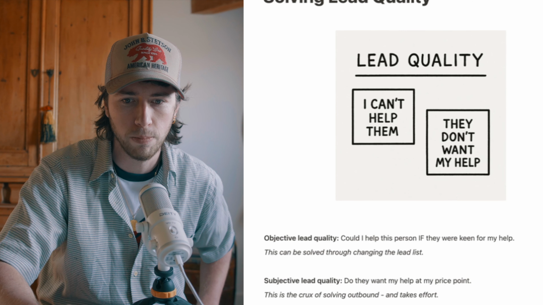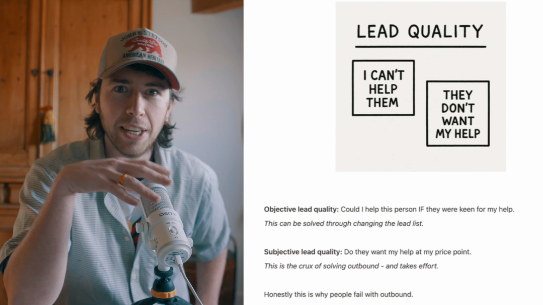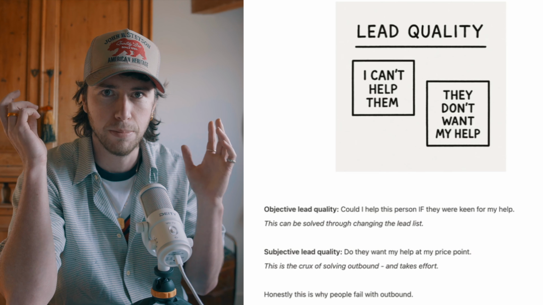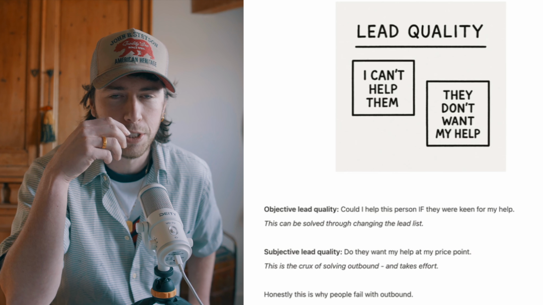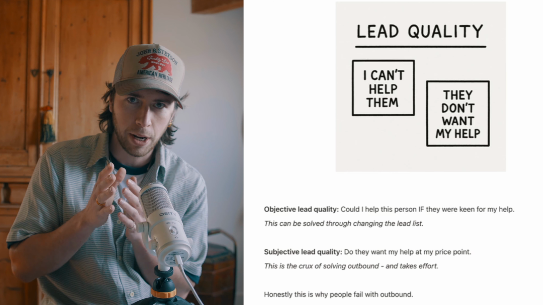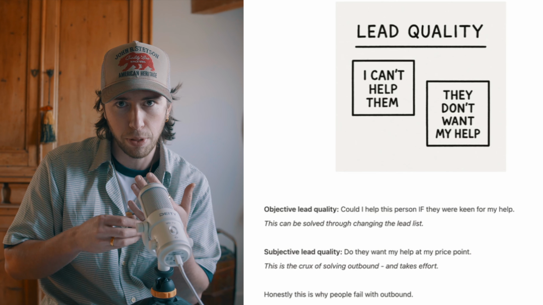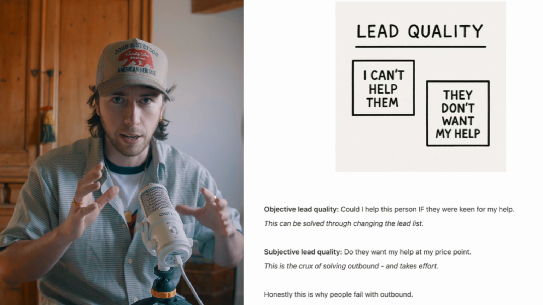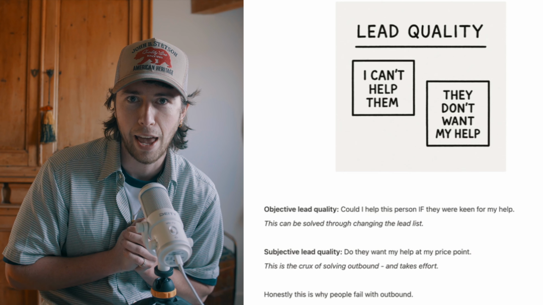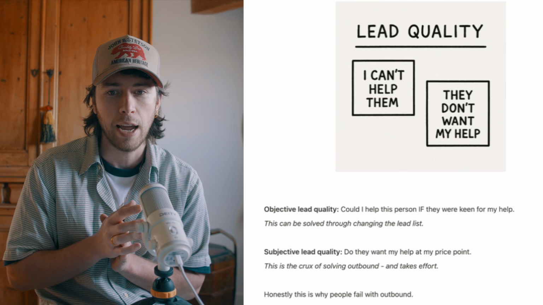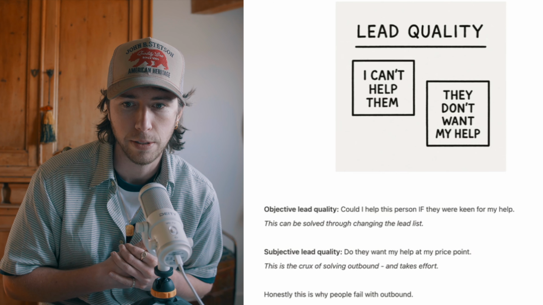So to recap, we're trying to solve lead quality in the outbound sense. And the framework that I like to use is I like to break it down into two components. So you've got objective lead quality, and I know these names aren't perfect. I've just made them up as my framework to think this through. So essentially we're saying, could you help this person if they wanted your help? The reason why we're framing it that way is because if you can't help the person, then they shouldn't be on the lead list. They shouldn't be someone that you reach out to. So for example, if you help roofing companies and they are a moving company, right? You're saying, hey, I can't help them because my program's for roofing companies, okay?